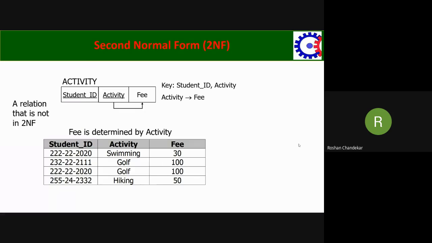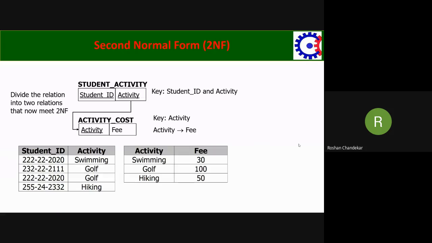So activity and fees are the attributes where fees is functionally dependent on activity, because swimming is an activity whose fee is 30, and golf is an activity whose fee is 100. That is why fee is functionally dependent on activity. So in second normal form, we have to convert this Activity table by separating the relation: student ID with the activity, and the activity with the fees. That is how we can convert a table into second normal form.